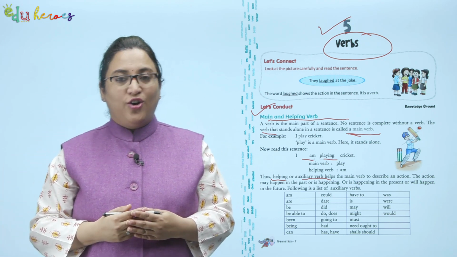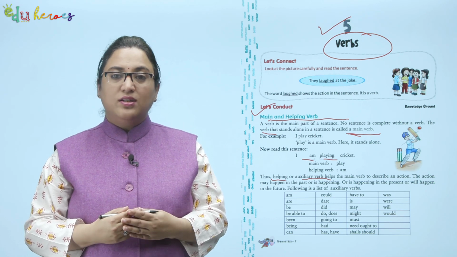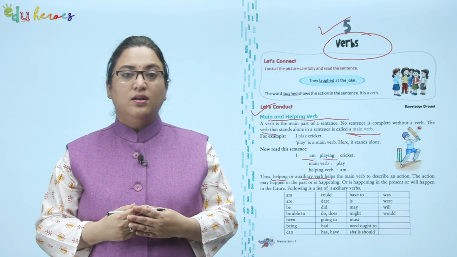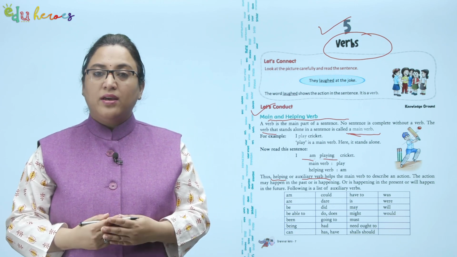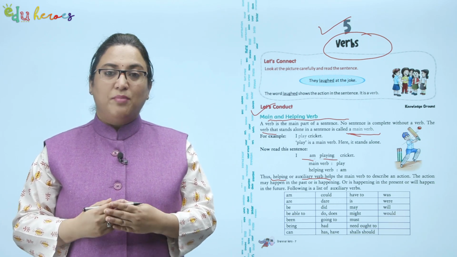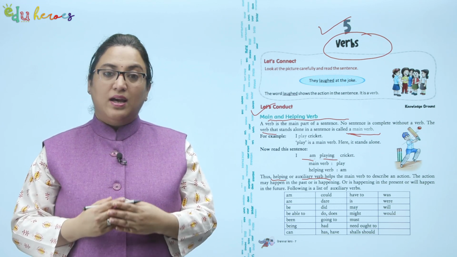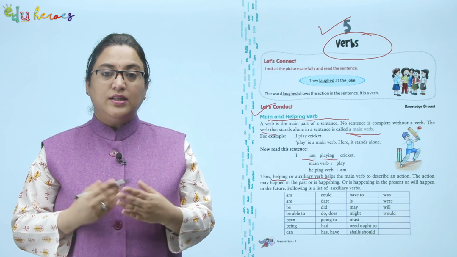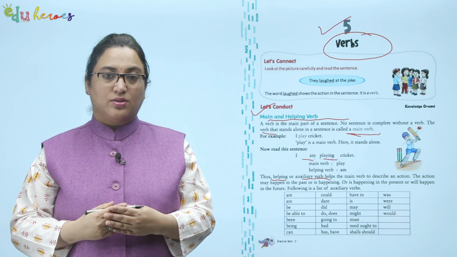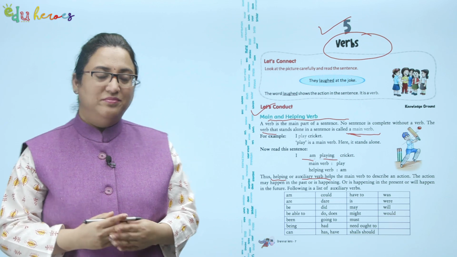Following is a list of auxiliary words. Let's read along together. Am, could, have to, was, are, dare, is, were, be, did, may, will, be able to, do, does, might, would, been, going to, must, being, had, need, ought to, can, has, have, shall, should. All these helping verbs will work along with the main verb.